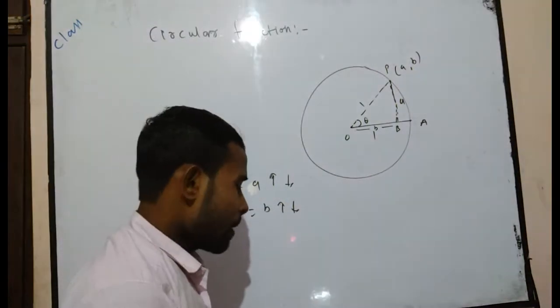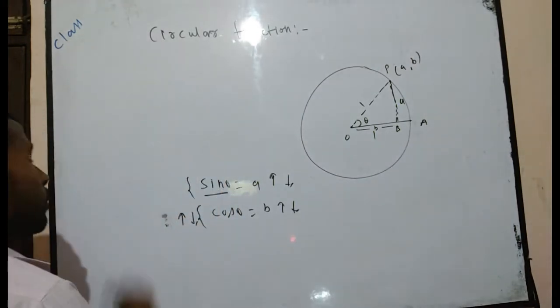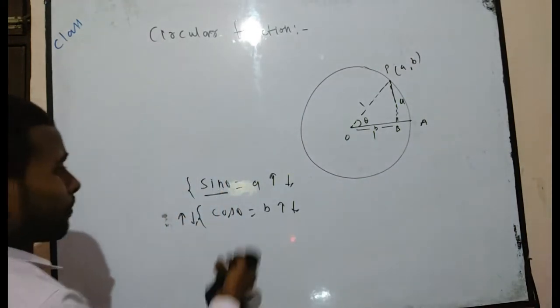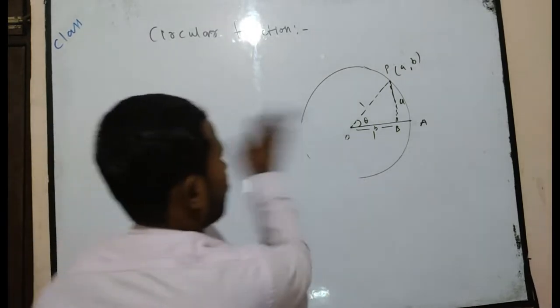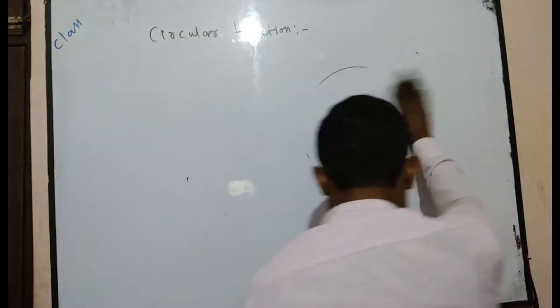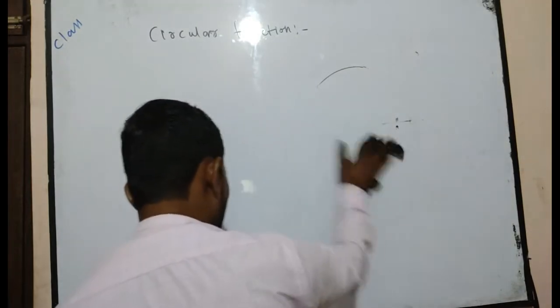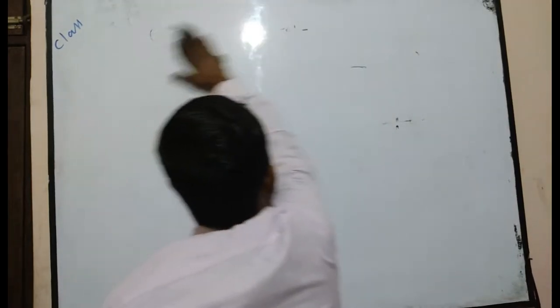Now I will go to the next topic. Circular function is nothing, it is simple. Now I will go to the next topic. First of all, I want to take the quadrant formula, which is so important for you.